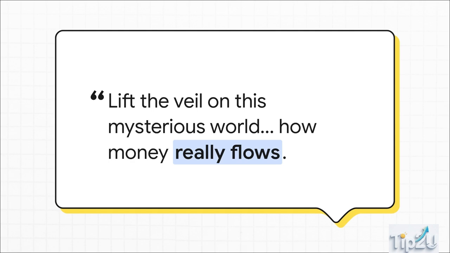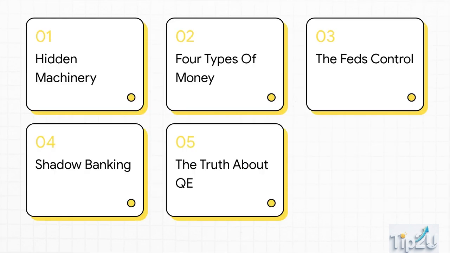Actually sitting on the trading desk that executes Fed policy, well, that strips away those outdated textbook theories really fast, and it allows us to reveal how money truly flows. Okay, let's dive right into this structural blueprint. We're going to peel back this complex machine in 5 layers. First, the hidden financial machinery. Second, 4 types of money. Third, the Fed's control panel. Fourth, the shadow banking realm. And finally, the truth about QE.